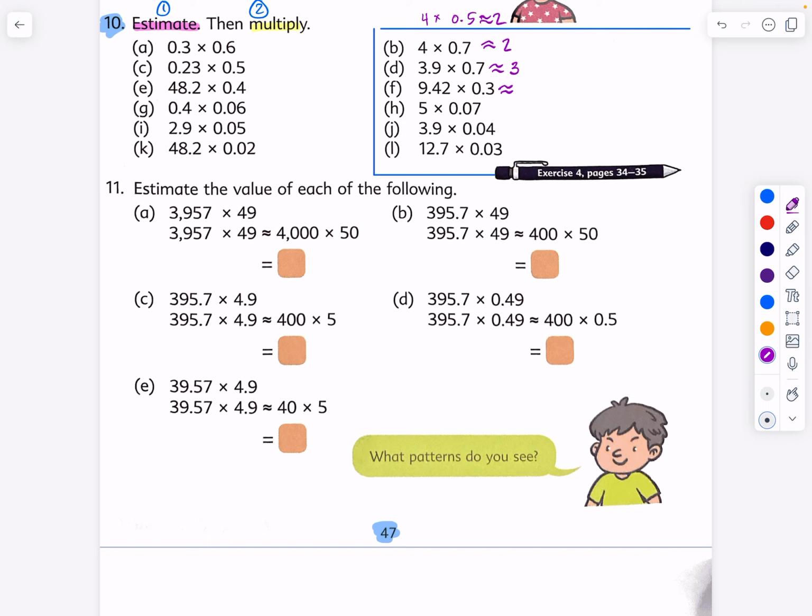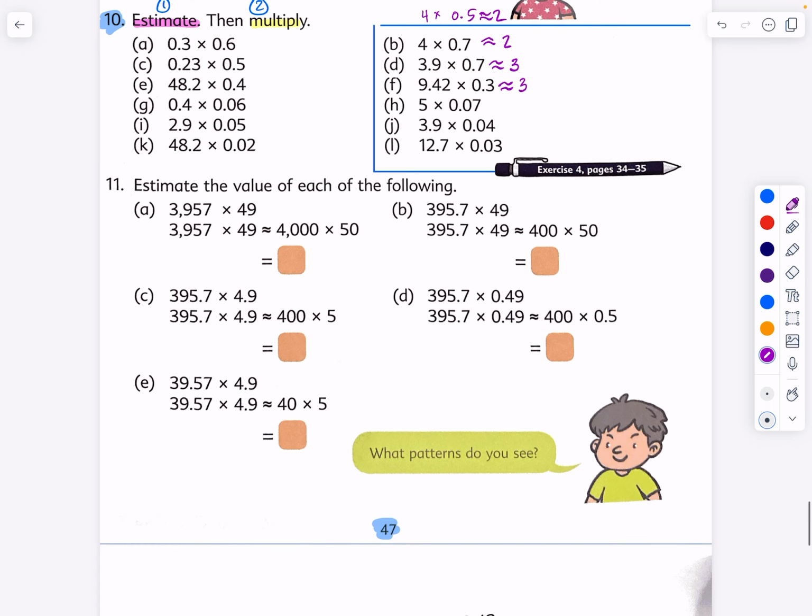Now, estimating F, 9.42 times 0.3. Well, 0.3 is 1/3, right? 0.3 is about 1/3. So 1/3 of 9, we should have about 3 as our final product. Now, 5 times 100, 700s. Ooh, that's going to be a much smaller number. So I would say 5 divided by 100, it's going to be around 0, very close to 0.